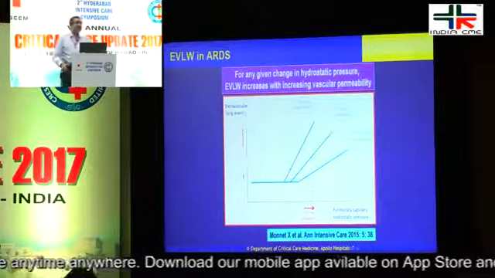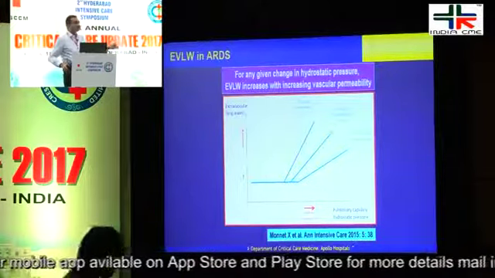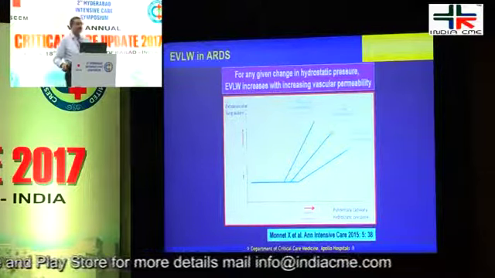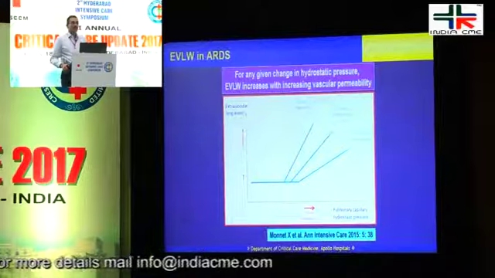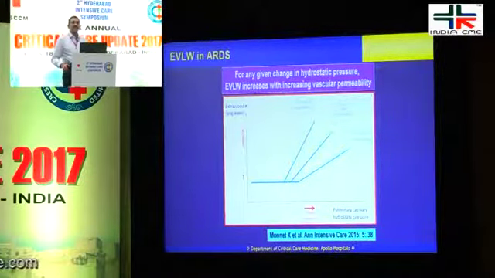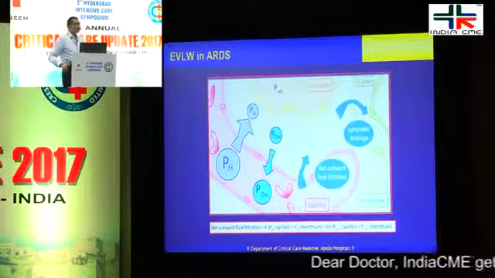So it not only depends on what my Frank-Starling curves look like, it also depends on what my permeability graph looks like and which part of the curve I am in, and even small volumes of fluid that I give to the patient can cause substantial increases in extravascular lung water in a patient with ARDS. So this is something that has been discussed several times.